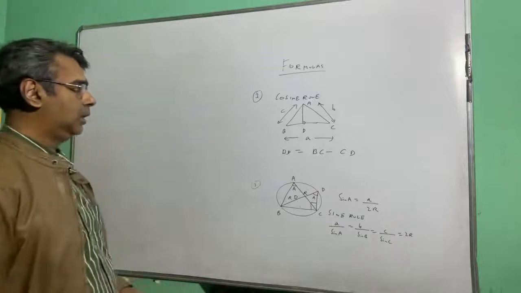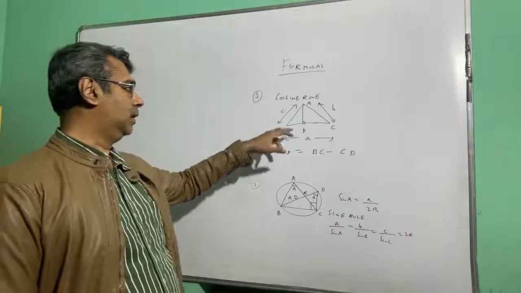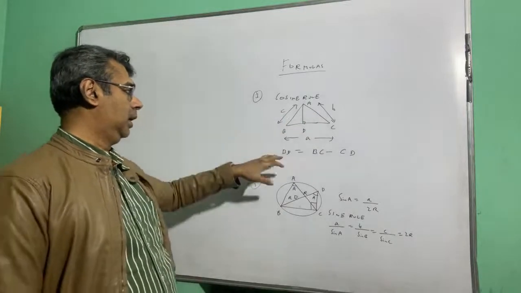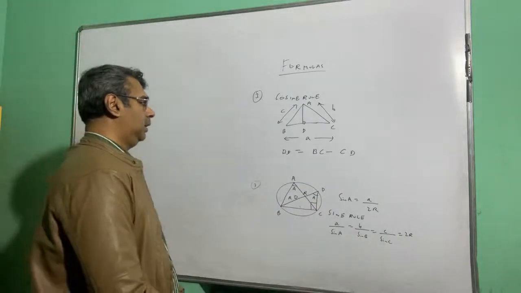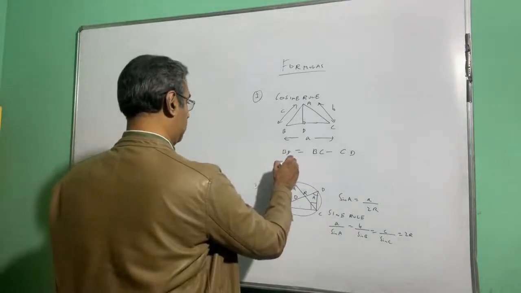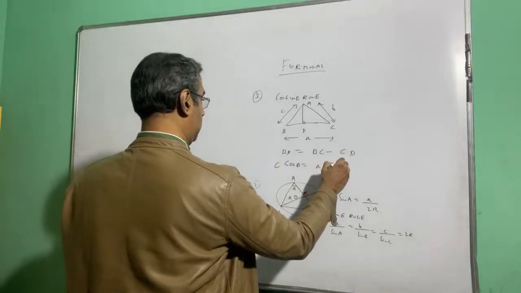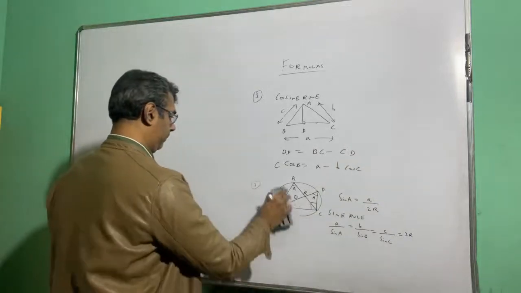Okay, then we come to the cosine rule. Suppose there is a triangle ABC, this side is a, this side is b, this side is c, and I can say BD is BC minus CD. So BD will be c cos B, BC is a, and CD will be b cos C.